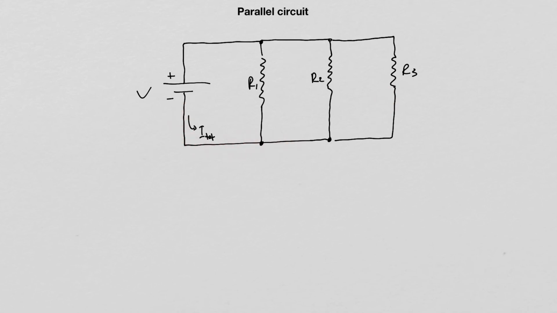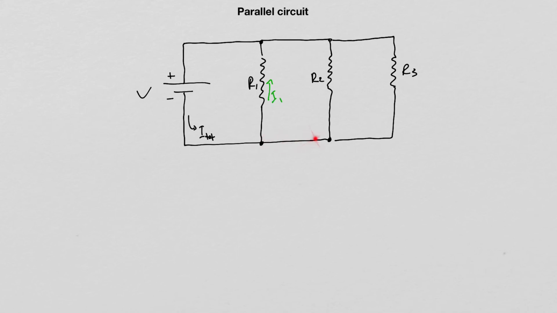The battery supplies a total current I total in the circuit, which goes in that direction. When the current reaches this junction right here, part of it is going to flow along this branch, and how much of that current is going to go there depends on the amount of resistance in resistor R1. So the current in R1 we are going to call I1.